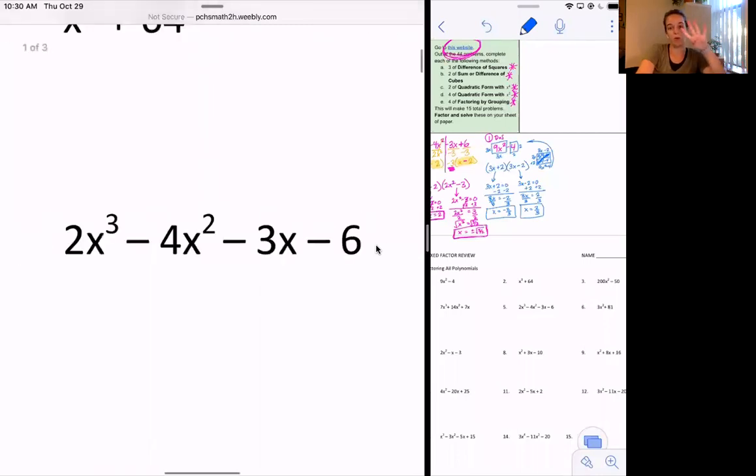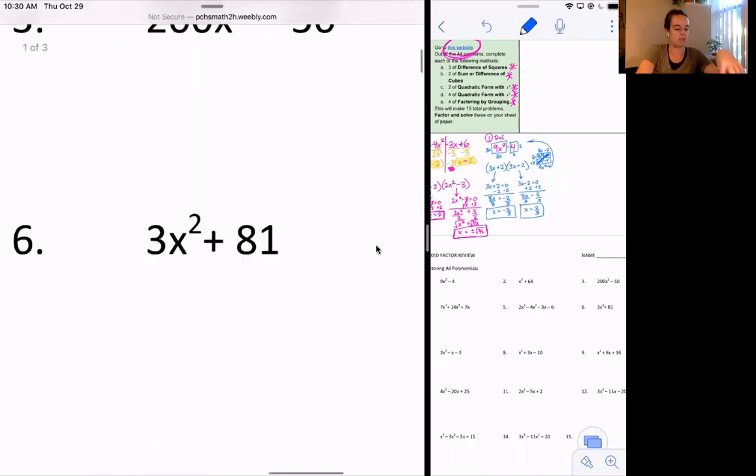Since this one has 4 terms, it has to be factoring by grouping, because that's the only thing I can do. Since this one has 2 terms, I see that it is squares, but it's a sum of squares, so it's actually not going to work. So it's just going to be GCF. The only thing I can do is take out a 3 from each of them, because it's addition, so it's not the difference of squares.